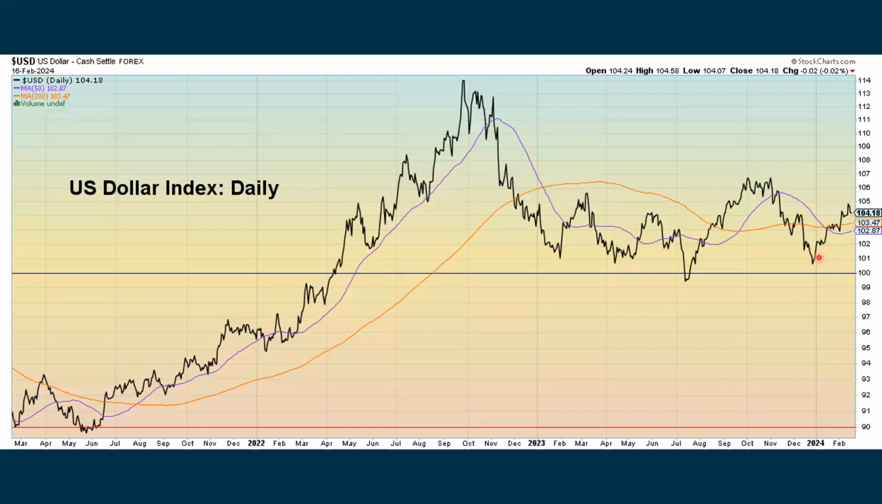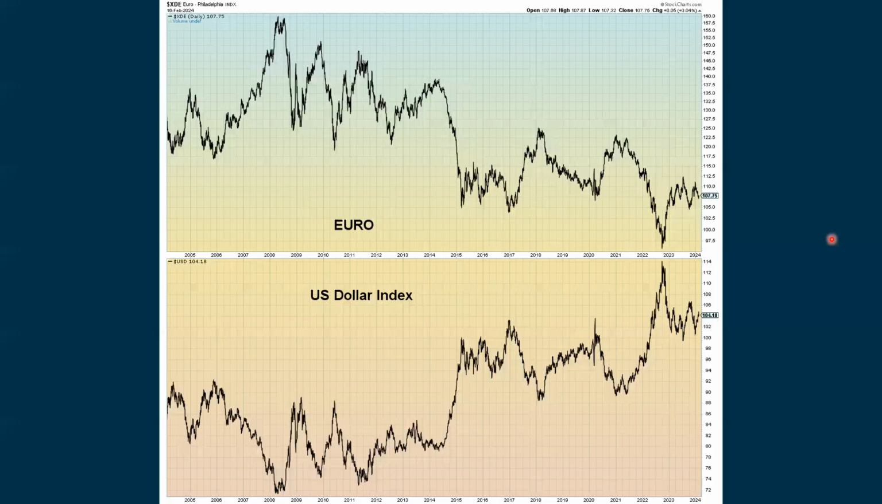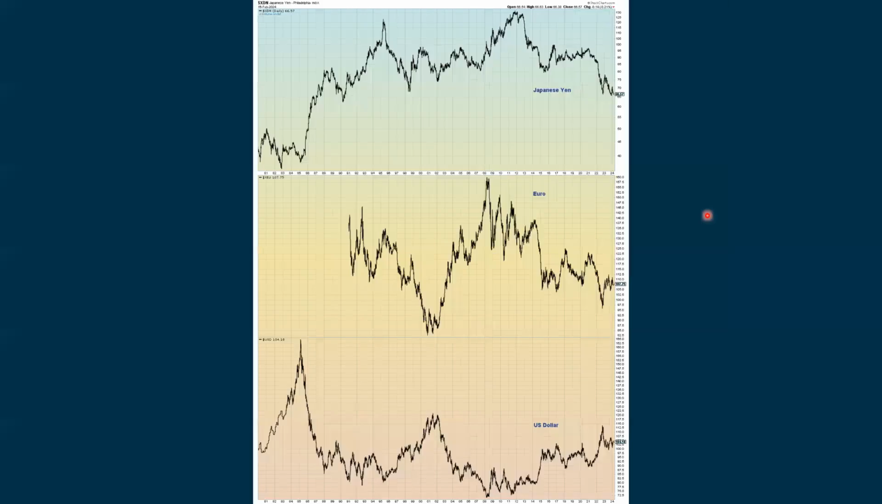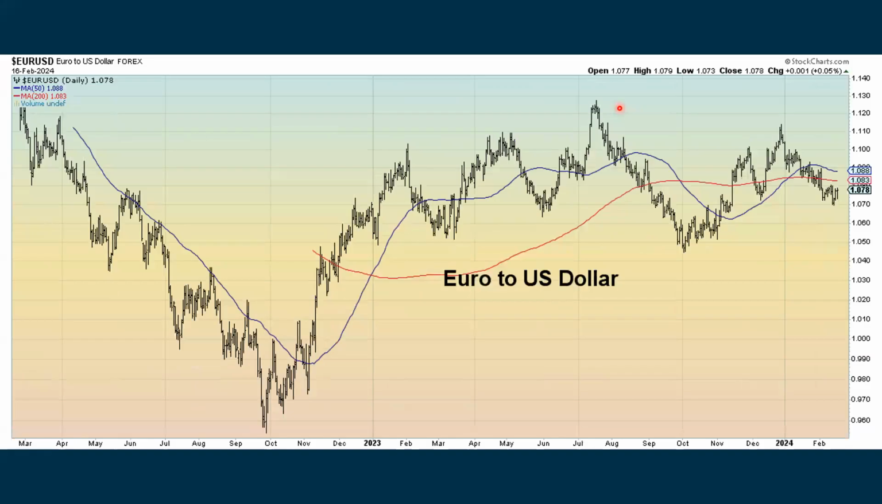Here's the dollar, which since the beginning of 2024 has been rebounding. We're still in a downtrend here, but if we can stay above these two lines, we may eventually generate a golden cross. Here's the euro, which has been declining when we compare it to the dollar. And on top, this is the Japanese yen, which is in a downtrend compared to the dollar.